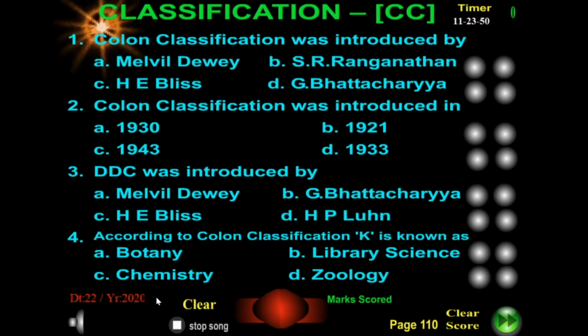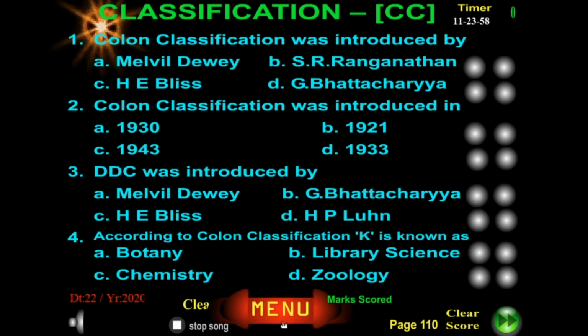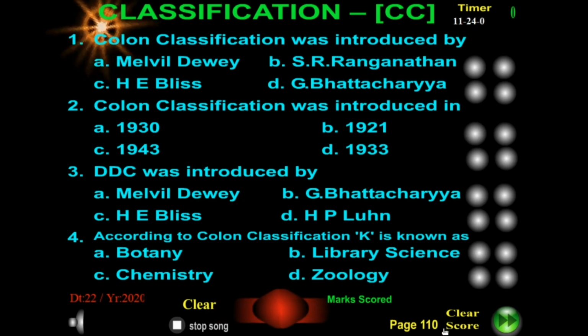At the bottom part you can find the date and year. The clear option helps you to clear the screen. This will take you to the home menu. This shows the current page number where you are. If you want to start your practice again, at that time you can clear the scores which you have already secured. This helps you to move to the next screen. As I said, for each question, you are permitted to click only 1 time. Let me show how to answer the questions.